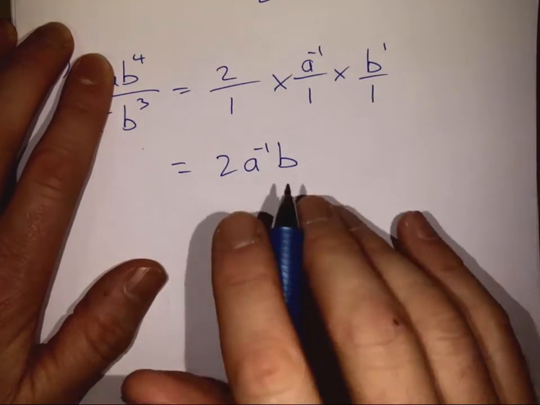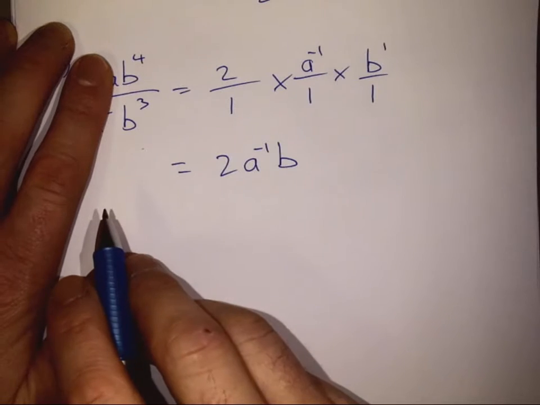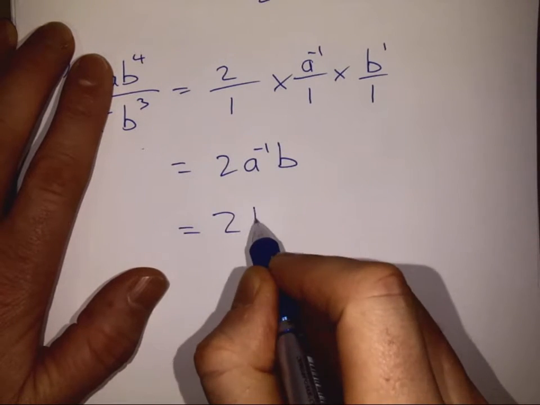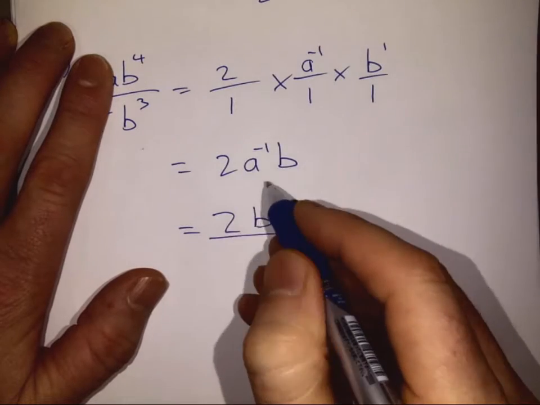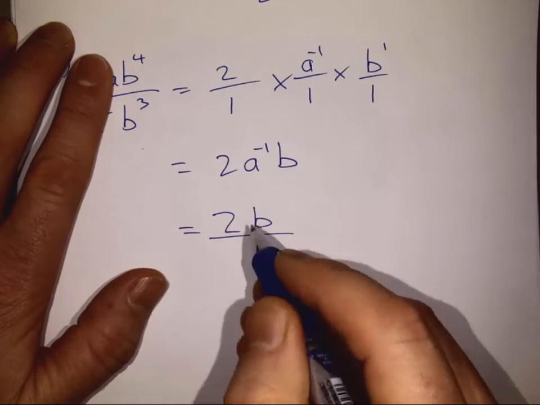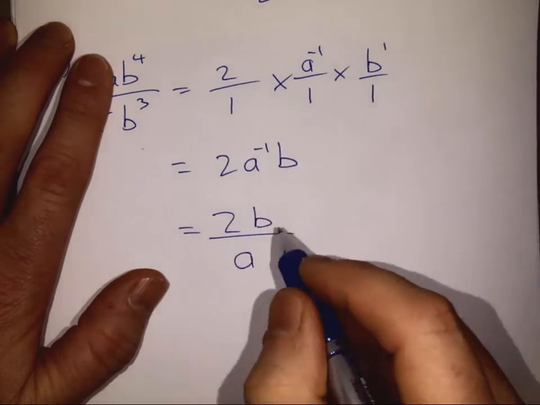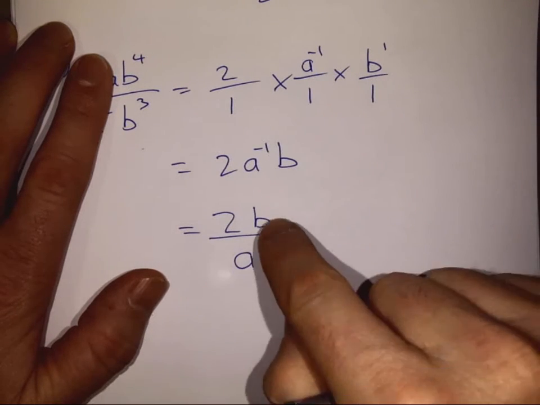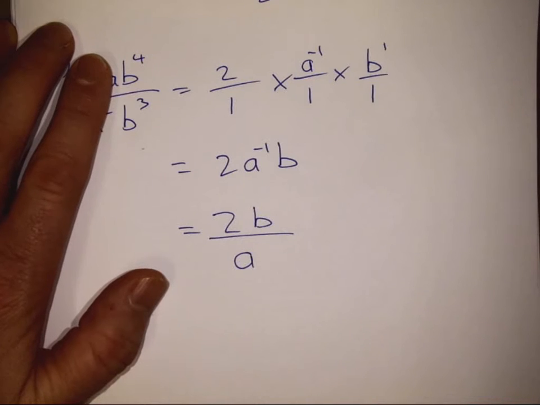And we can write that a little differently, if you don't like the minus sign, so it can be handy to know this anyway. We can write that like 2b, and we'll throw this guy downstairs, and the sign on the power changes. So it changes to plus 1, so we don't even need to write it in. So this looks a little bit neater. 2b over a.